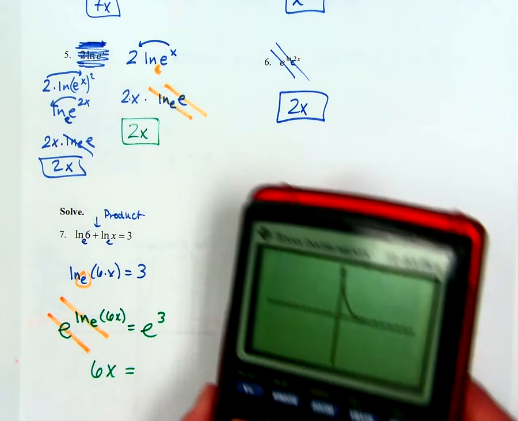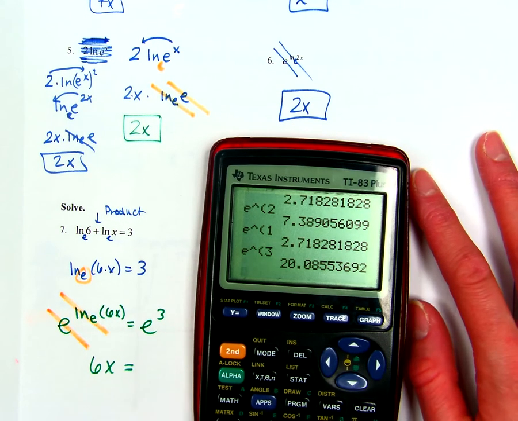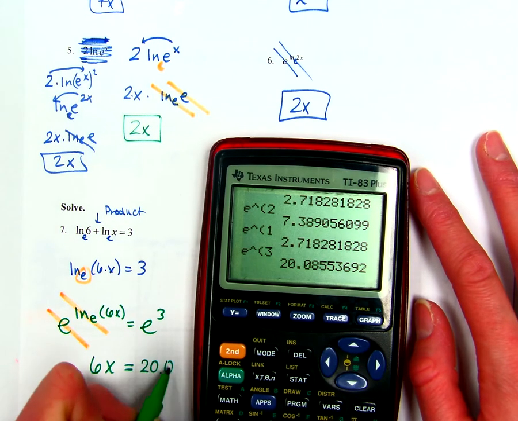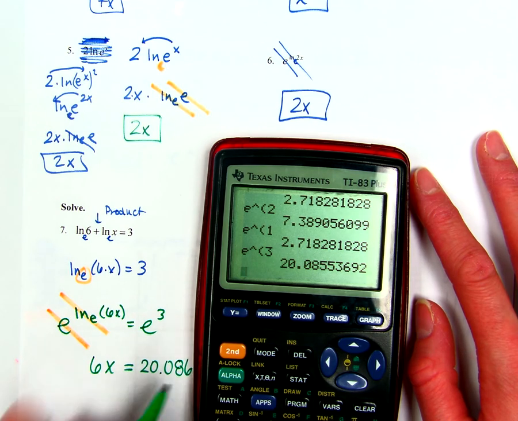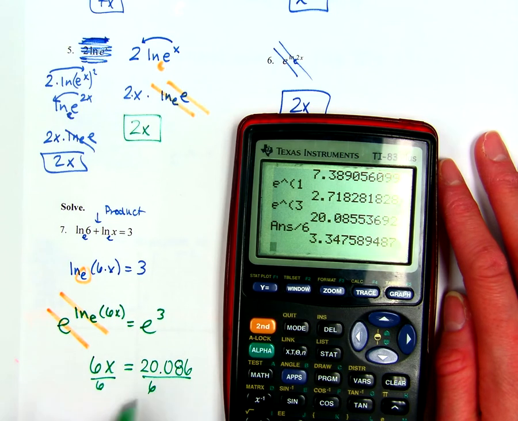Now for e to the third, you could use your calculator. So e to the third power, we're going to round to 3 decimal places, is 20.086. And then I need to divide by 6. And I get x equals 3.348.